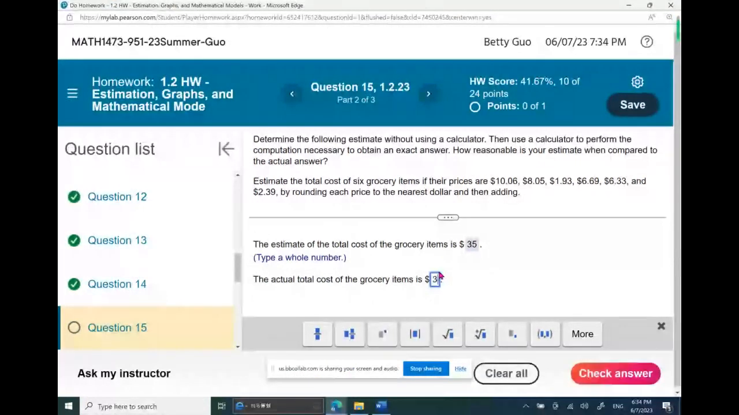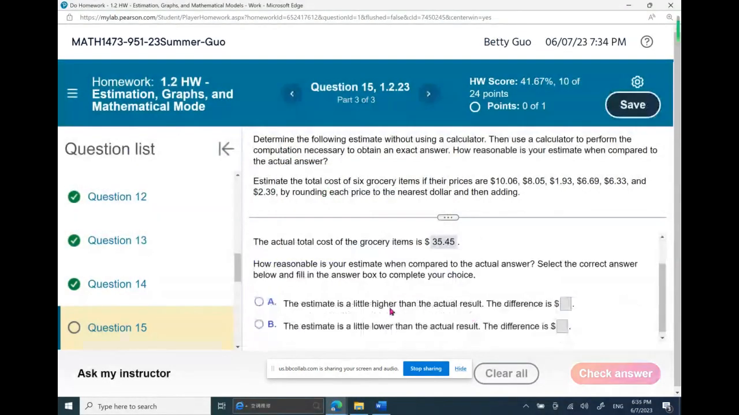35 point. Again, sometimes I typed wrong. I wanted to type a dot. Sometimes I entered a comma. You have to be very careful. They look similar. 35.45.